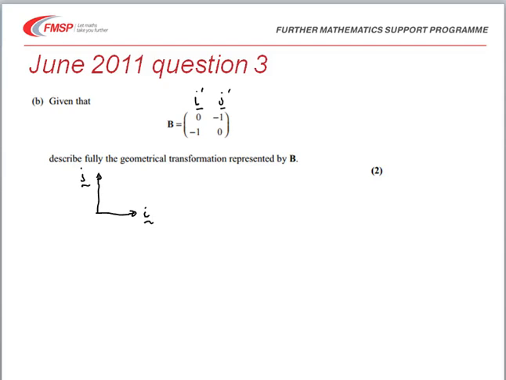So i dashed is at 0, negative 1, which is down in this direction, and j dashed is at negative 1, 0, so that's along the negative x-axis. So we then have to think about what transformation will produce that, and the transformation is going to be a reflection in this line. So it's a reflection in the line y equals negative x.